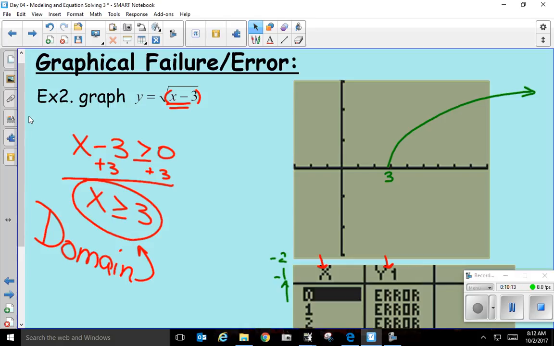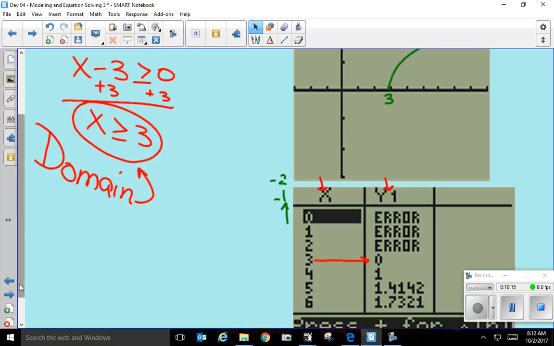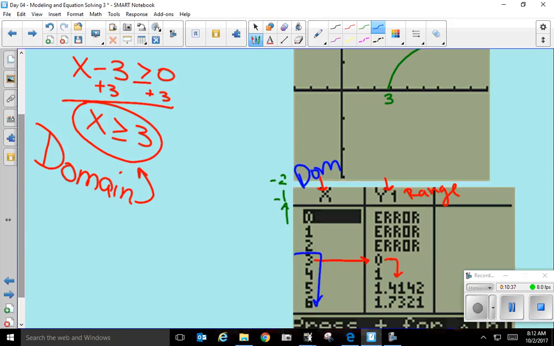So, really, what my table shows, these y values, is my range. So my range could be anything 0 or bigger, correct? My domain is my x values. I can't say 0. No, it's wherever x has a value next to it: 3 or higher. That would be your domain.